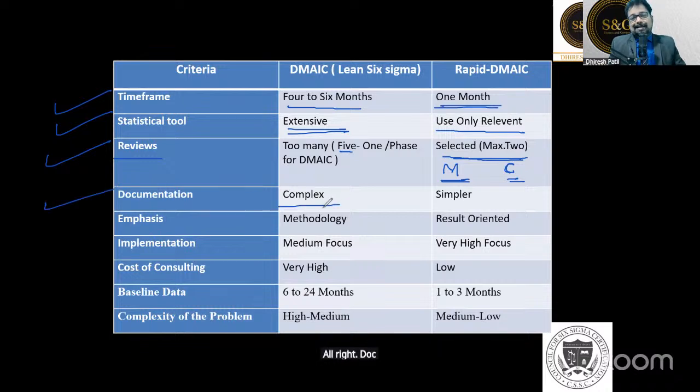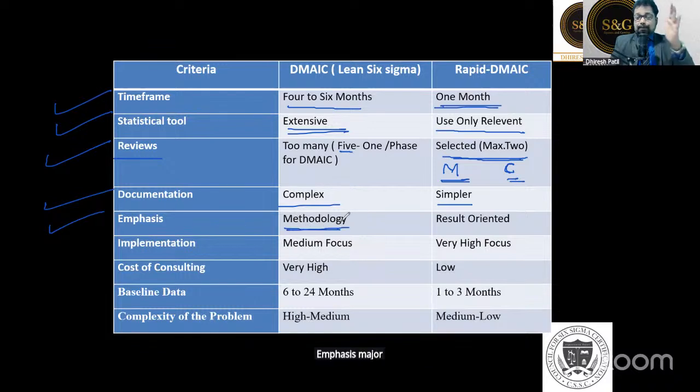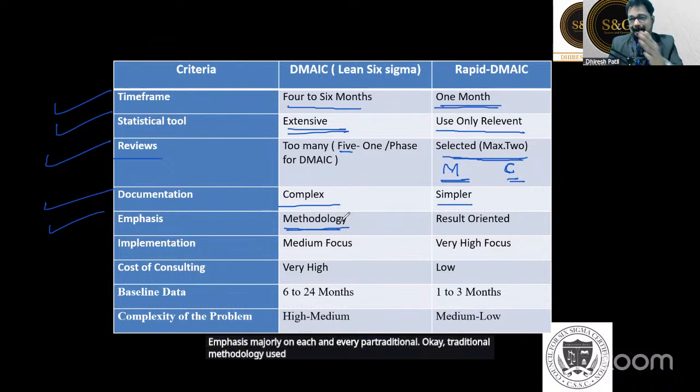Documentation is complex. Each and every document is used in the documentation. Rapid DMAIC documentation is comparatively simpler than the traditional documentation. Traditional has emphasis majorly on each and every part. Traditional methodology is used in DMAIC methodology, and that is what we are taught hardcore. Here we are result oriented.